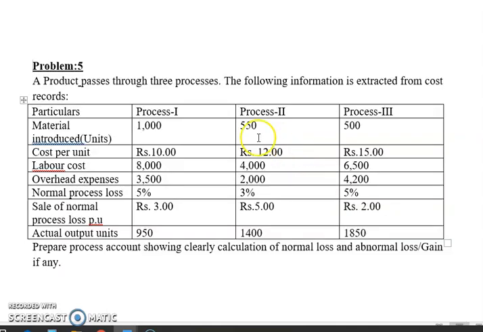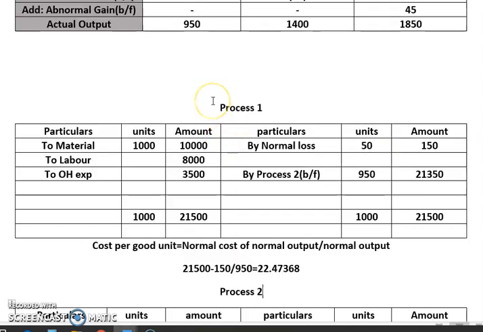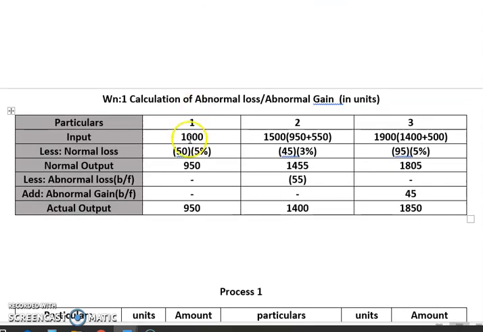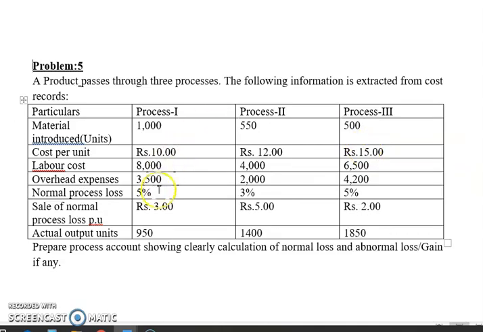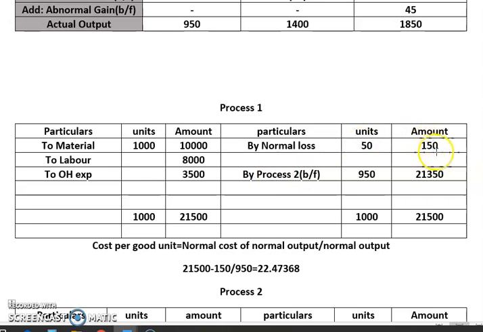So how many units of normal loss I have? In your working note number 1, it is 50. So you are supposed to take these 50 and each unit has been sold at a rate of 3 rupees. Then 3 into 50 gives me 150. Also, now, in this process, we don't have either abnormal loss or abnormal gain. Now, what are we supposed to do?